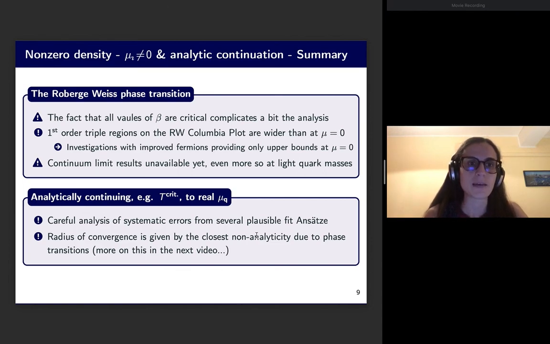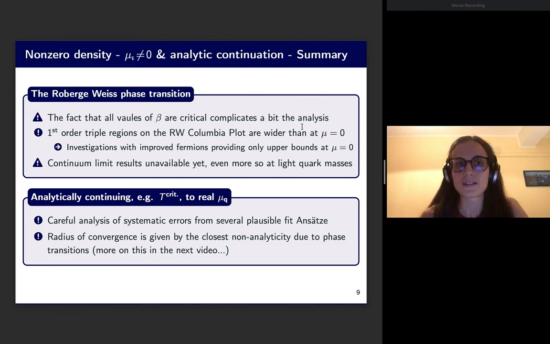And this brings me to the summary. So we have discussed the Roberge-Weiss phase transition, and I have told you that the fact that the values of beta are critical complicates the analysis a bit. Nevertheless, there is the advantage that the first order triple regions are wider than at mu equals 0, and this has led to many investigations. Even though whenever you switch on improvements, you only have upper bounds for what is happening at mu equals 0, and there are no continuum limit results available yet. So there is still work to do in that respect.